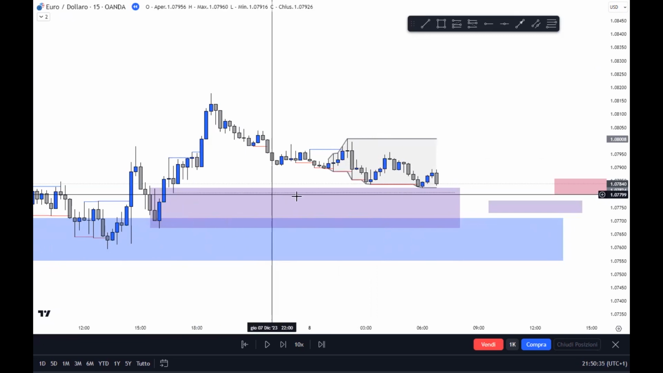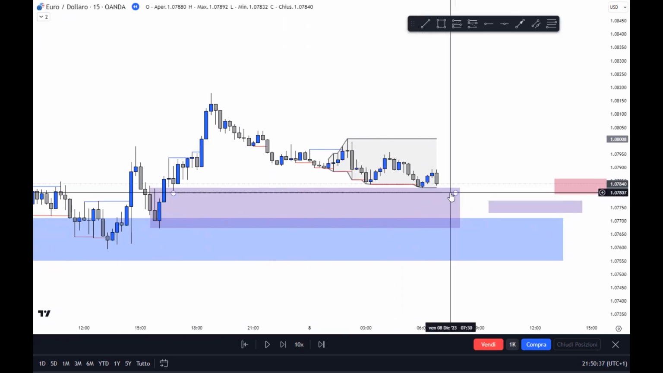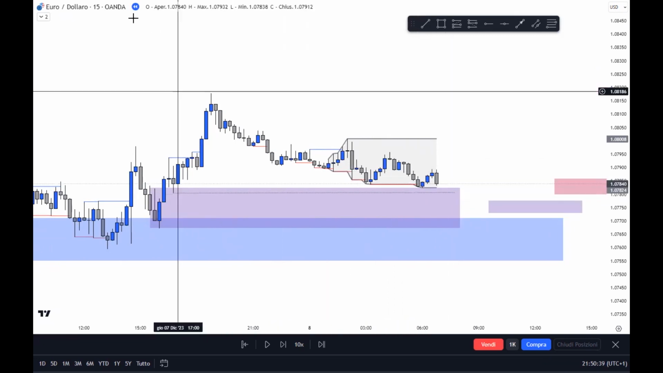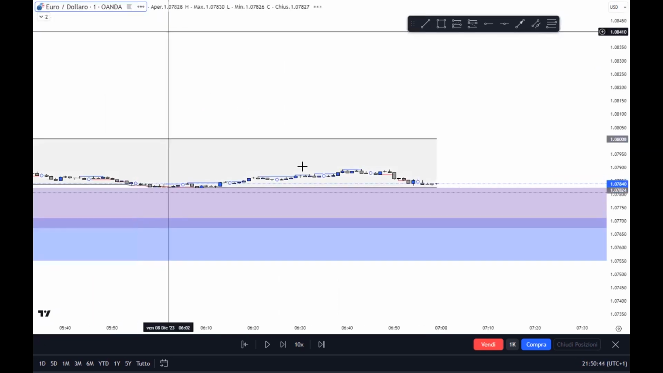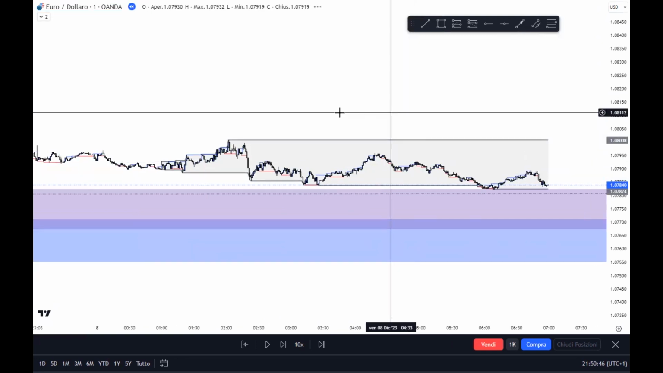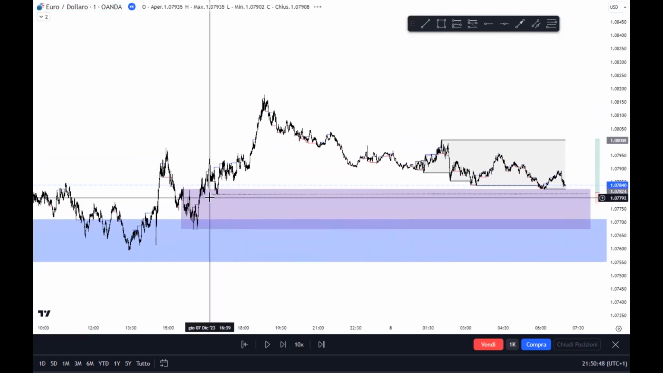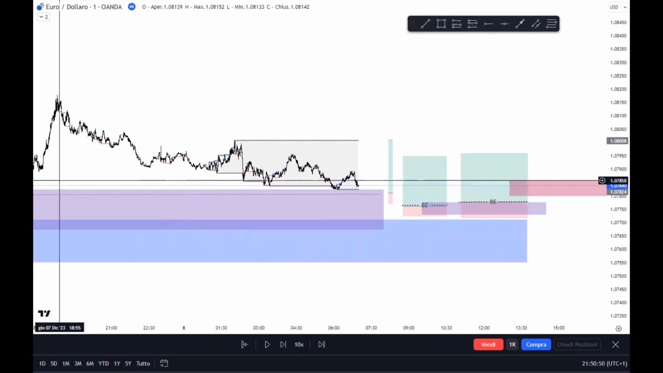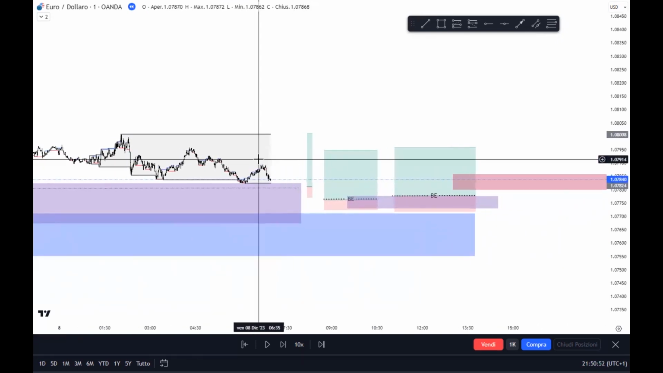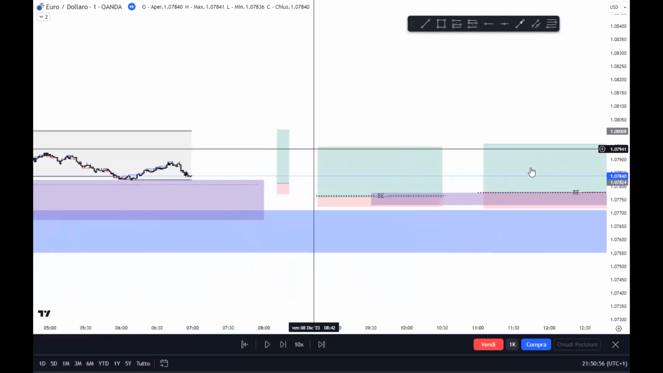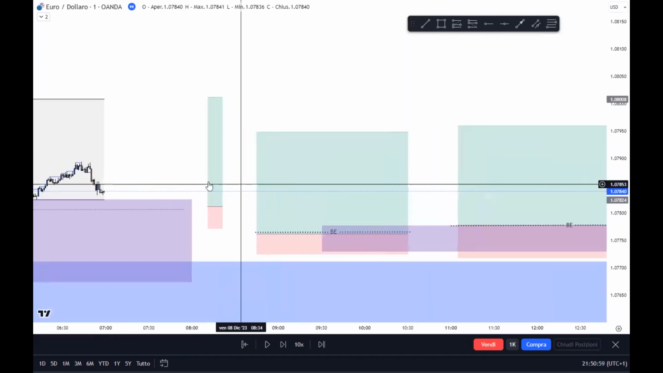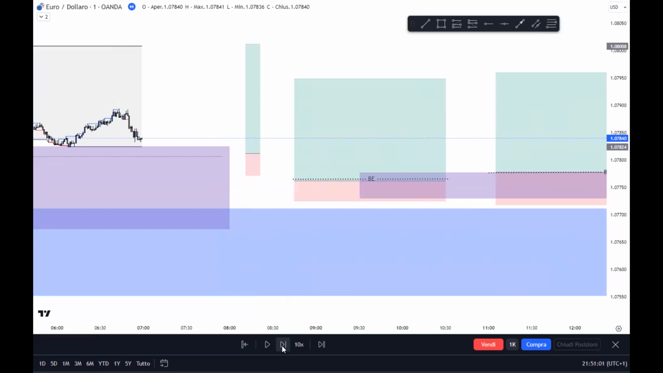And here I already see a liquidity point right here. So now we have to go to the 1-minute time frame to search for some entries, and we will show you the entries that have been taken. The liquidity is here. So the first trade was exactly here, and that was a loss.